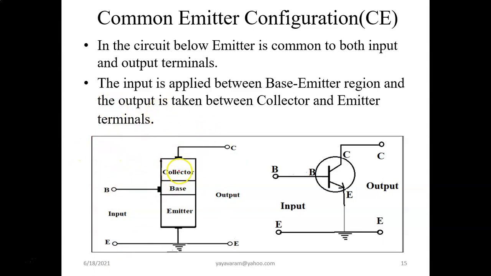If you see, this is collector, base, emitter. I have shown the diagram like this, and this is the input. I made the emitter common at both the input side as well as the output side. That means base-emitter is the input port, emitter-collector is the output. This is the schematic of the circuit with the symbol. Here you can very clearly see that this emitter is common to both input as well as output. Hence, it is a common emitter configuration.